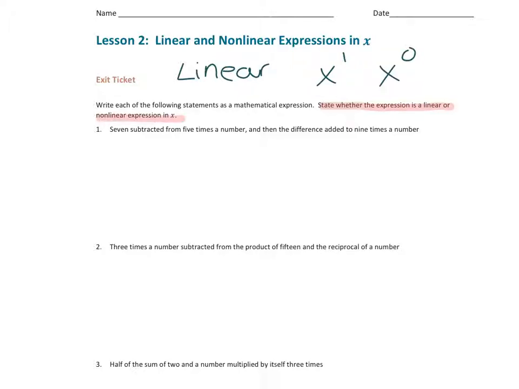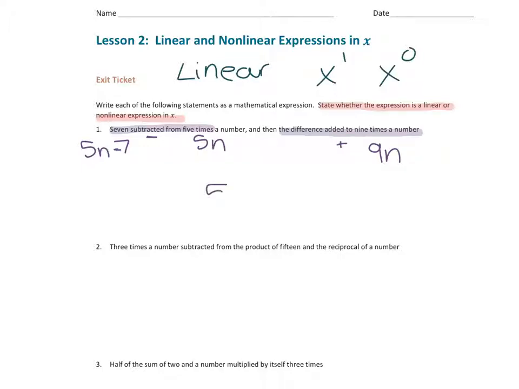So this first one says 7 subtracted from 5 times a number, and then the difference added to 9 times a number. Okay, so difference, that's a subtraction problem. We have a 7 subtracted from 5 times a number. So we have that, because subtraction, 5 times n is that part. That difference added to 9 times a number.